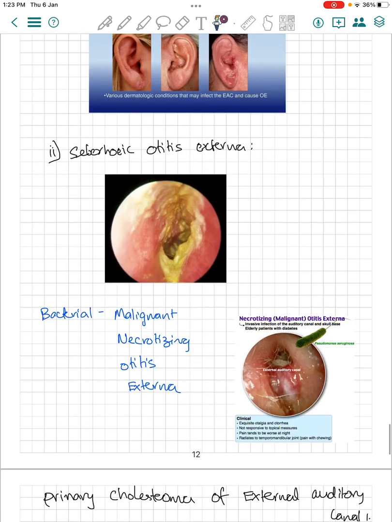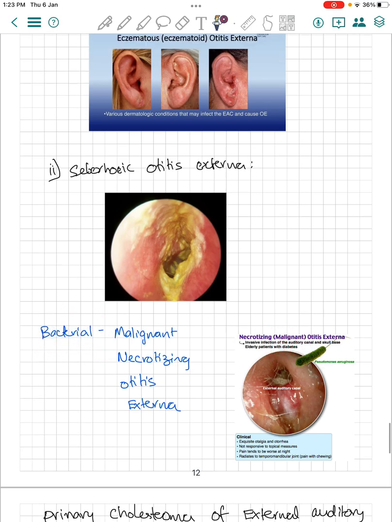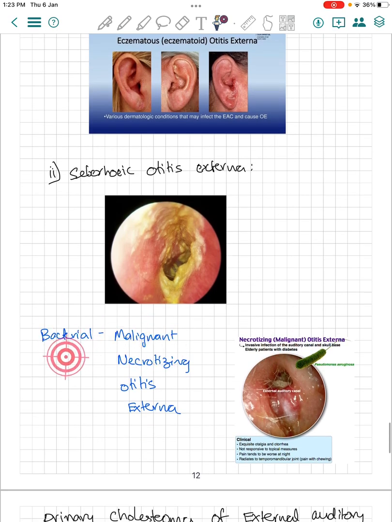Okay. Then there may be a bacterial infection, malignant necrotizing otitis externa. The necrotizing is due to the infection, and malignant is a misnomer, because this infection spreads to the skull base, an invasive infection of the arterial and skull base.